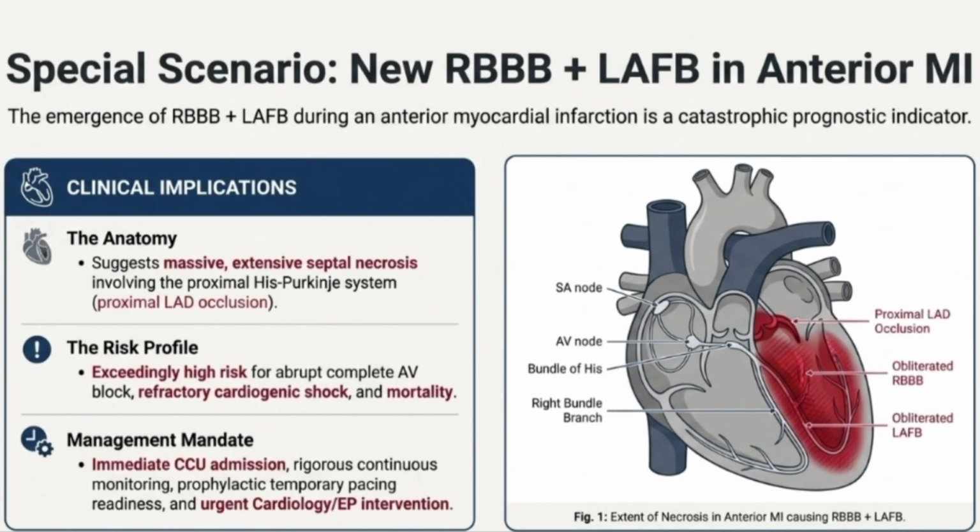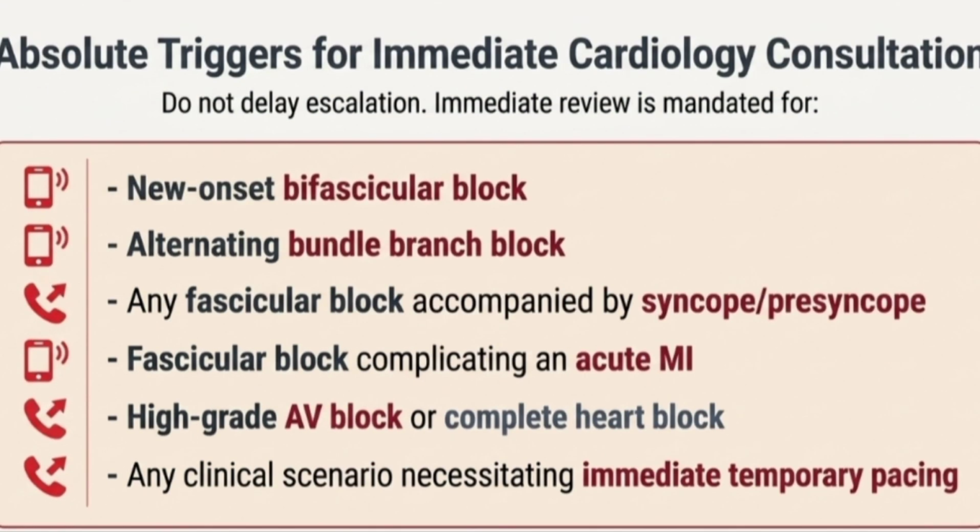Special scenario: new right bundle branch block plus LAFB and anterior MI. The emergence is a catastrophic prognostic indicator, suggesting massive extensive septal necrosis involving the proximal His-Purkinje system, proximal LAD occlusion, exceedingly high risk, may abruptly become complete block, refractory cardiogenic shock, and mortality is very high. Management mandate is admission, rigorous monitoring, prophylactic temporary pacing, and urgent EP intervention.